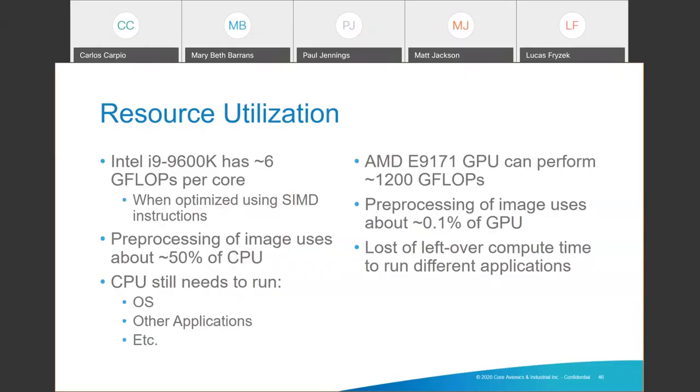Now, if we compare this to a GPU, and I'm going to use the example of the AMD E9171 here. This GPU has roughly 1,200 gigaflops, so it can do basically 1.2 trillion floating point operations per second. Pre-processing of this data is using 0.1% of the computational power of the GPU. So there's lots of leftover compute time on the GPU to run our graphics, run other compute applications, or anything else we need.